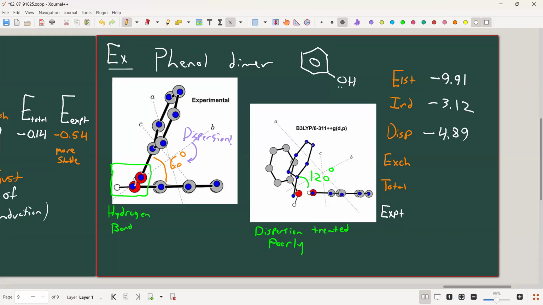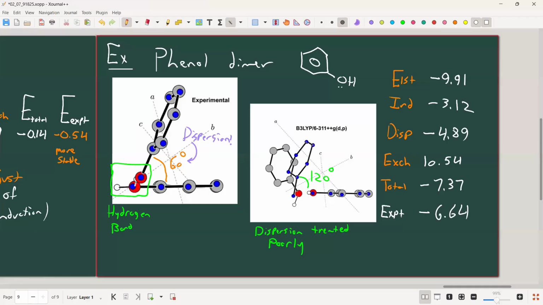I don't have a calculation for this structure, but the dispersion energy is much smaller. I don't remember what it is. The exchange energy, again, is very large because there's a lot of electrons moving back and forth. The total interaction is 7.37. And I have an experimental number for you: minus 6.65. So as you can see, it's not quite perfect.